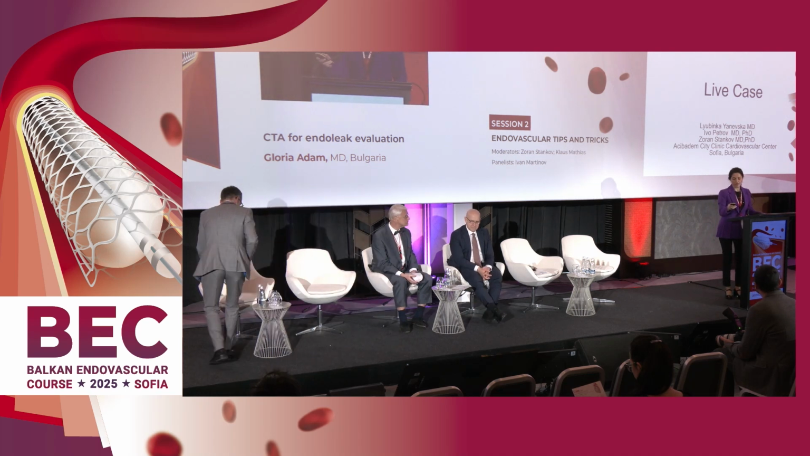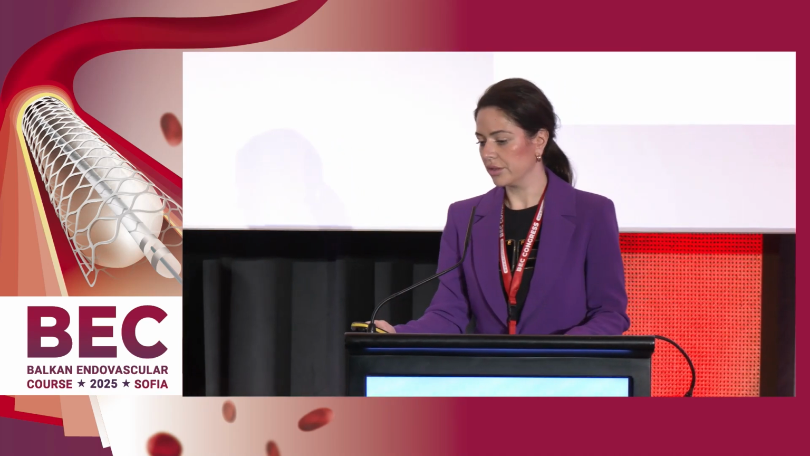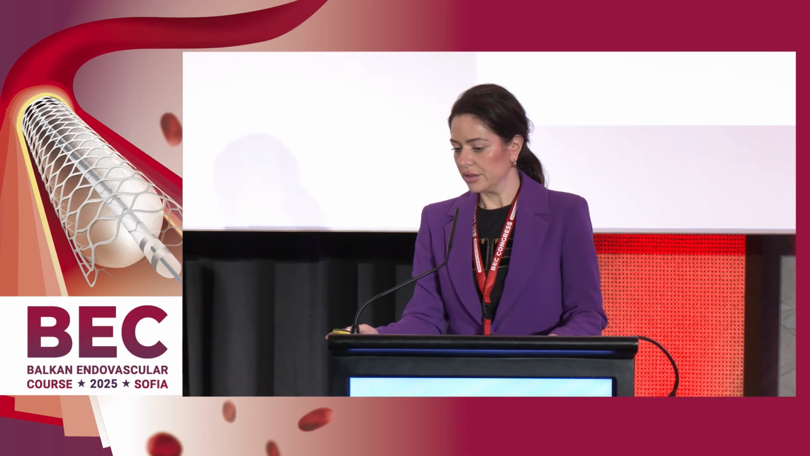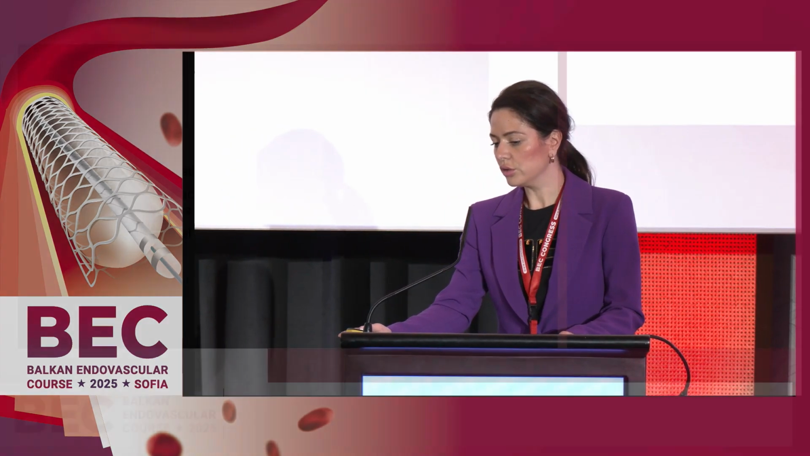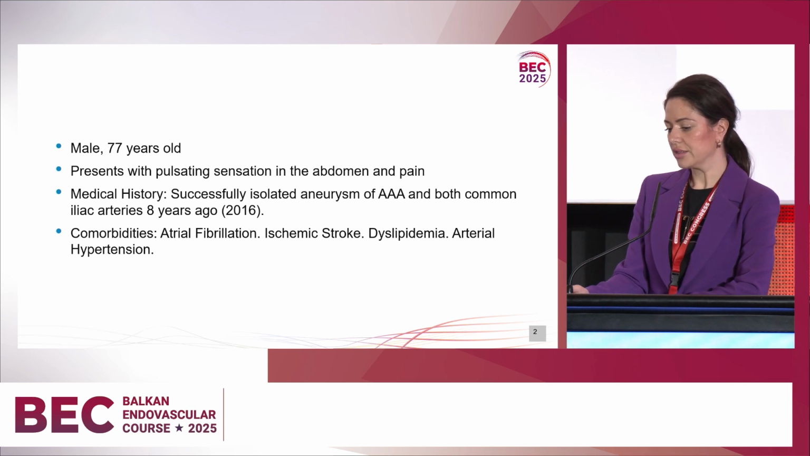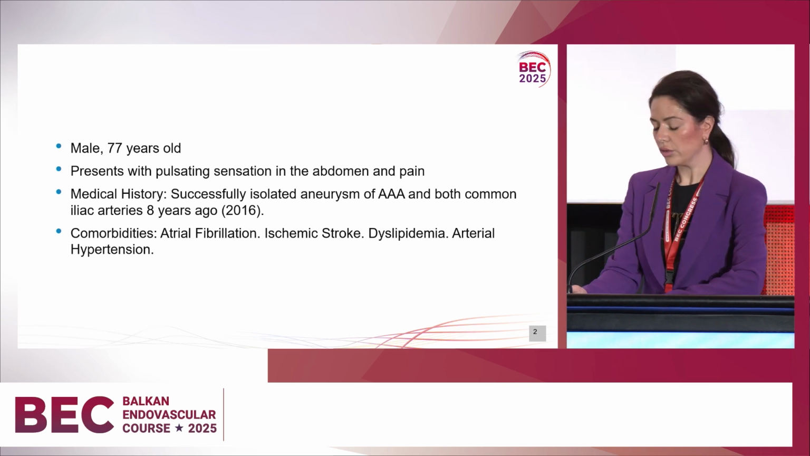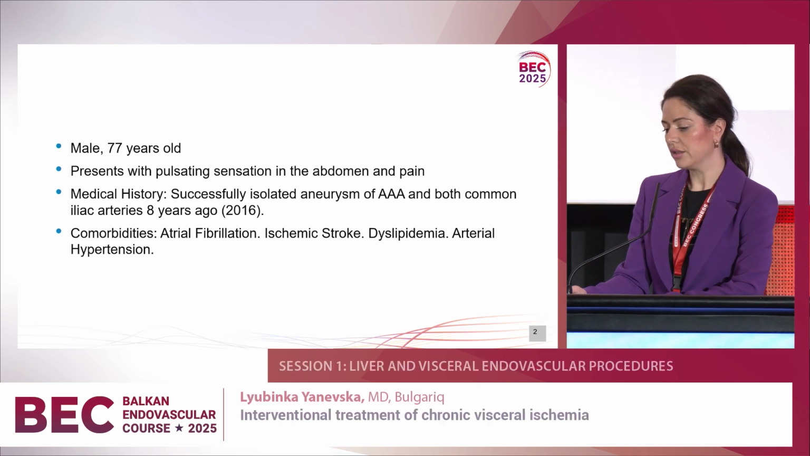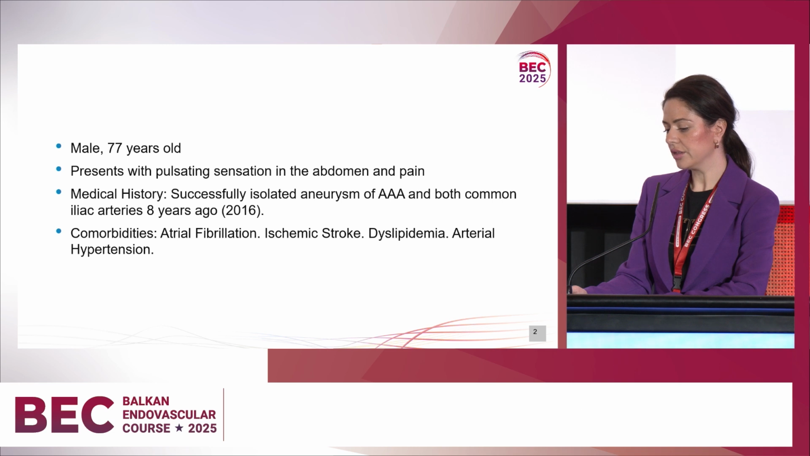I will present the second case from the cardiovascular center. He is a male, 77 years old, presenting with a pulsating sensation in the abdomen and pain. Medical history: successfully isolated aneurysm of the AAA and both common iliac arteries 8 years ago, with comorbidities atrial fibrillation, ischemic stroke, dyslipidemia, arterial hypertension.